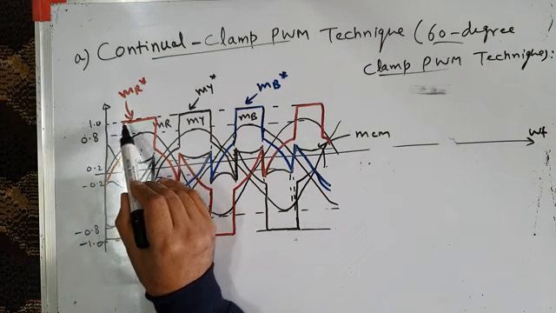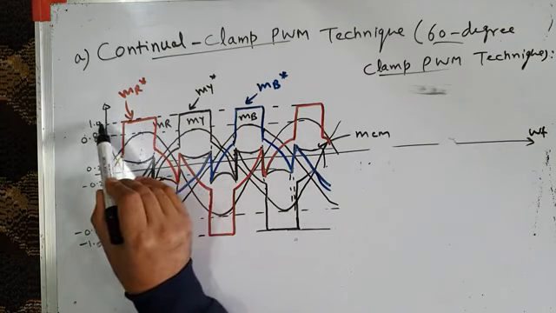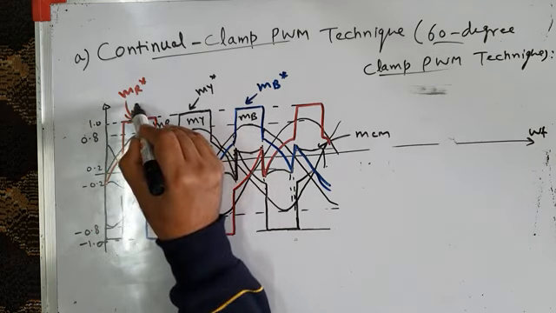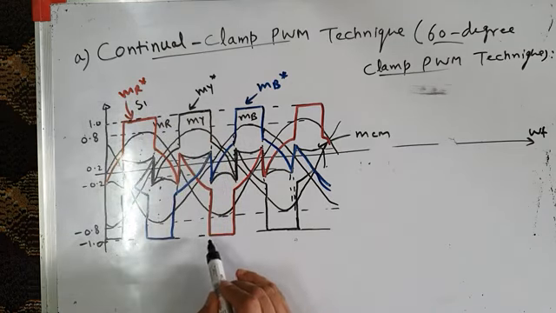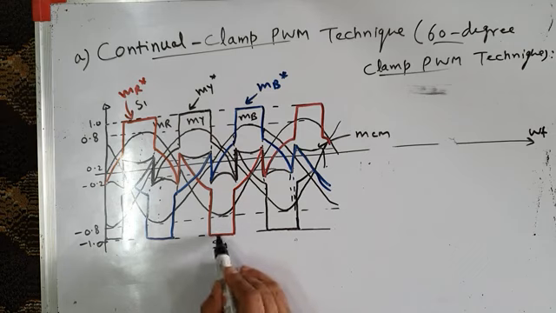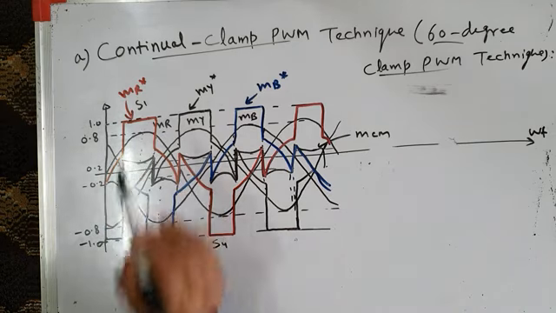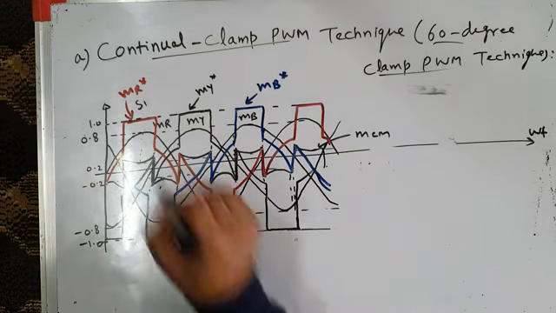For example, in phase leg R, during this period, the phase leg R is clamped to positive DC bus, so the top switch is clamped to positive DC bus. Top switch means S1. And over this 60-degree interval, the phase leg R is clamped to negative DC bus. That means the bottom switch is conducting for 60 degrees. Here, the top switch is conducting for 60 degrees. During this 60-degree interval, the bottom switch. So equal loading of both the switches.